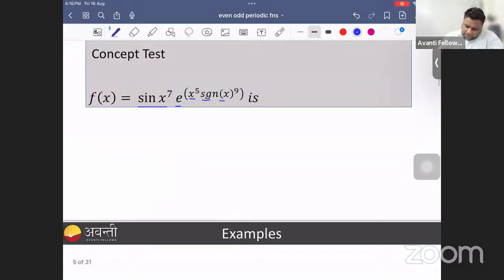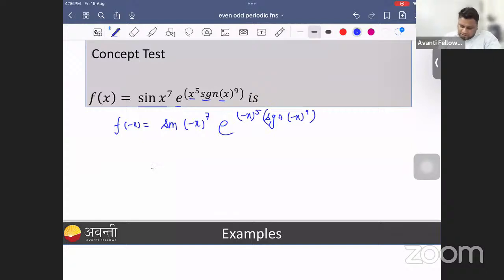Now see, if I replace x by minus x, f(-x) will be sine of minus x raised to the power 7, e to the power minus x raised to the power 5, signum of minus x raised to the power 9. This is sine of x to the power 7, this minus sign will come out. It is e to the power minus x to the power 5, minus of signum of x to the power 9.